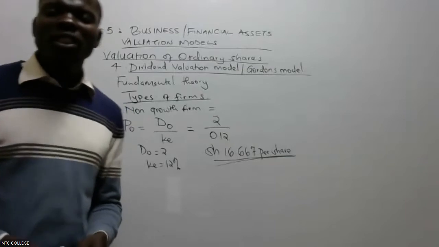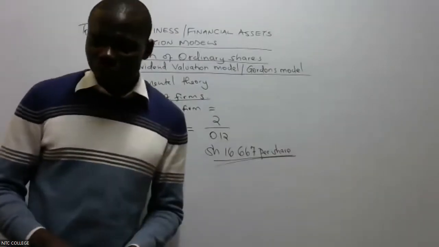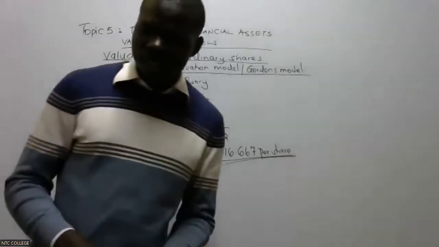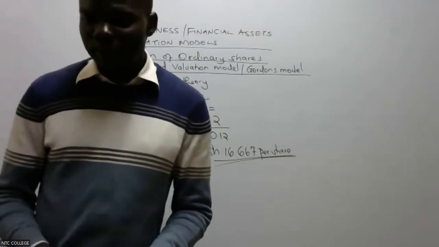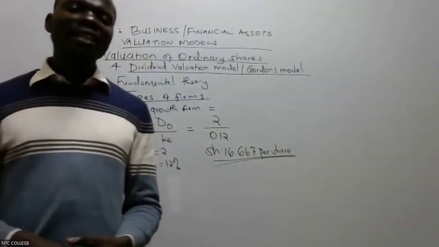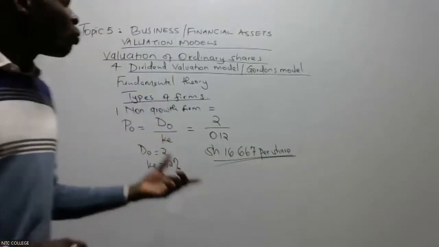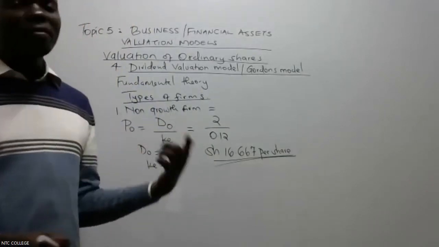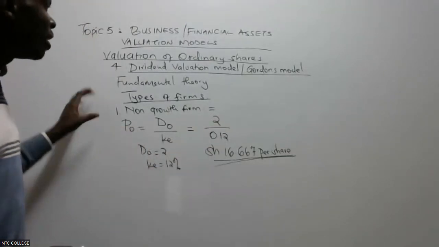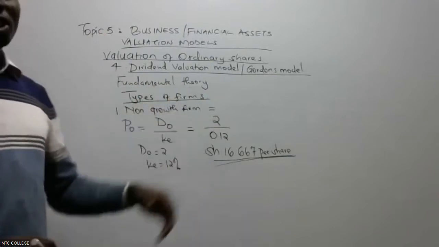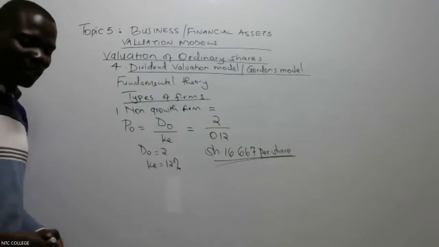Someone is asking, what is the difference between the required rate of return and the cost of equity? Basically, it is one and the same thing. It's just that we use the required rate of return when we refer to time value of money, and we use the cost of equity when we refer to the valuation concept. They just mean one and the same thing.